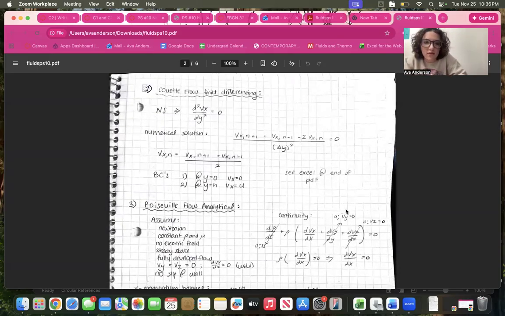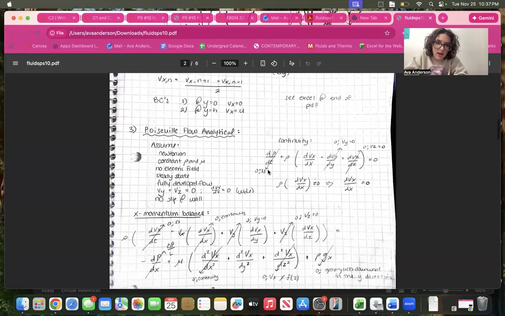For the finite differencing of Couette flow, you can start again from the heuristics that I showed above. You can use the numerical solution Vx at i plus 1, the one in front, plus the one behind, minus 2 Vx at i, the one you're at currently, and you divide that by the change in y squared, and that equals 0. You can simplify that down to solve for the velocity you're actually looking for. You can apply your boundary conditions the same as above, and I'll show you the Excel document at the end of me actually doing that.